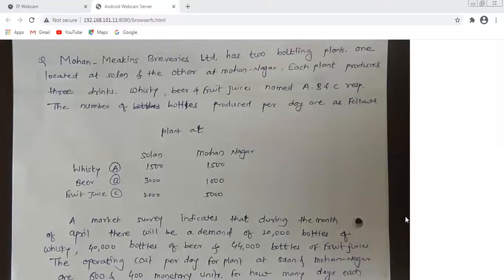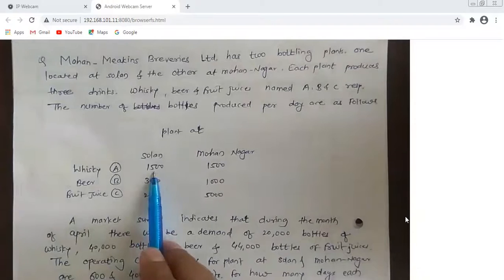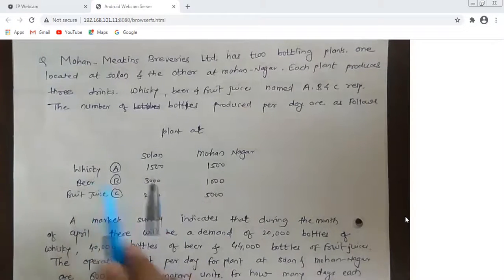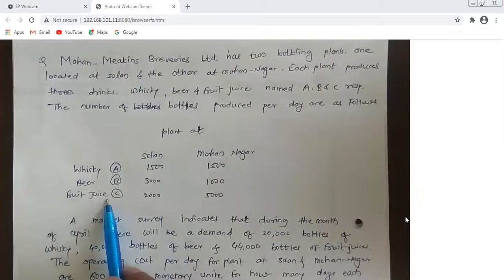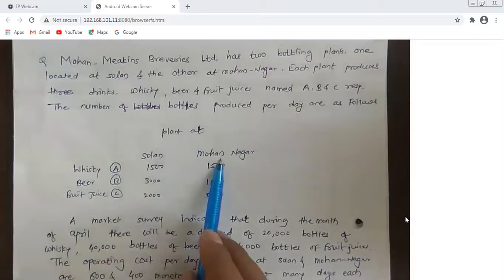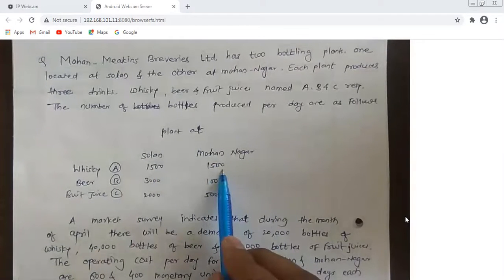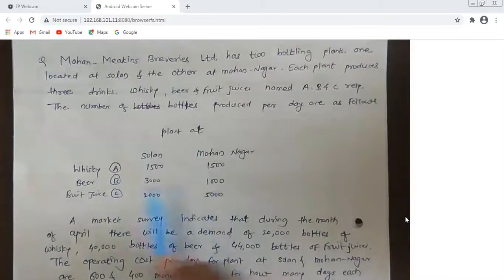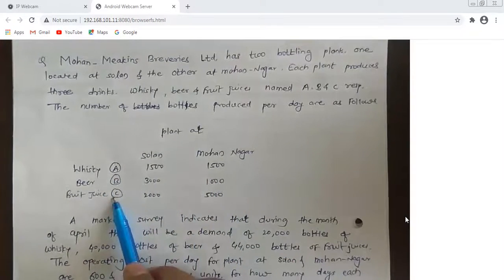There are two plants. One is at Solan and another is at Mohan Nagar. And each plant produces three different drinks, that is whiskey, beer and fruit juices. They have given the capacity or the number of production per day. Means at Solan plant, 1,500 bottles of whiskey will be produced in one day. Similarly, 3,000 bottles of beer and 2,000 bottles of fruit juice will be produced at Solan plant. Similarly, at Mohan Nagar plant, 1,500 bottles of whiskey, 1,000 bottles of beer and 5,000 bottles of fruit juices will be produced.